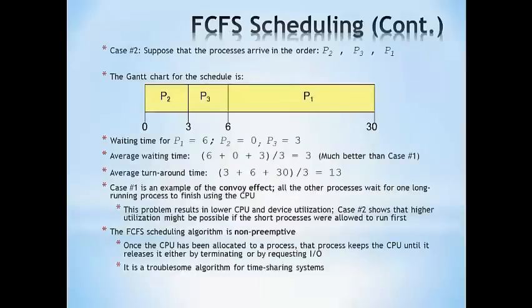Taking another example of P2, P3 and P1. In this example, we are using the same burst times, but we are changing the arrival order of the processes. First P2 comes, then P3 and then P1. Now the average waiting time is 3 and the average turnaround time is 30.